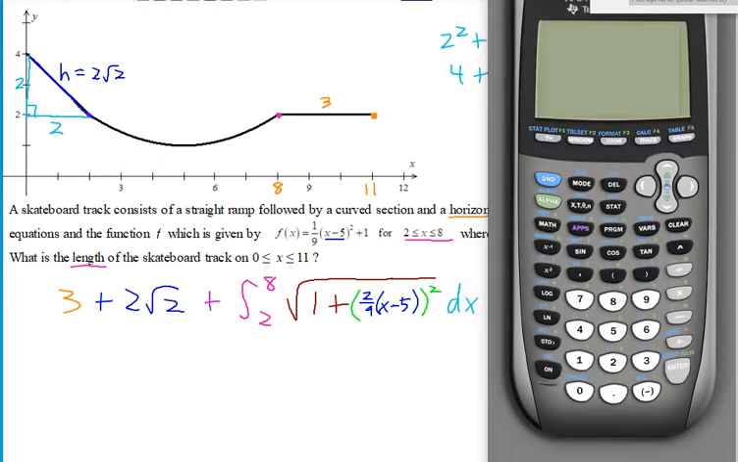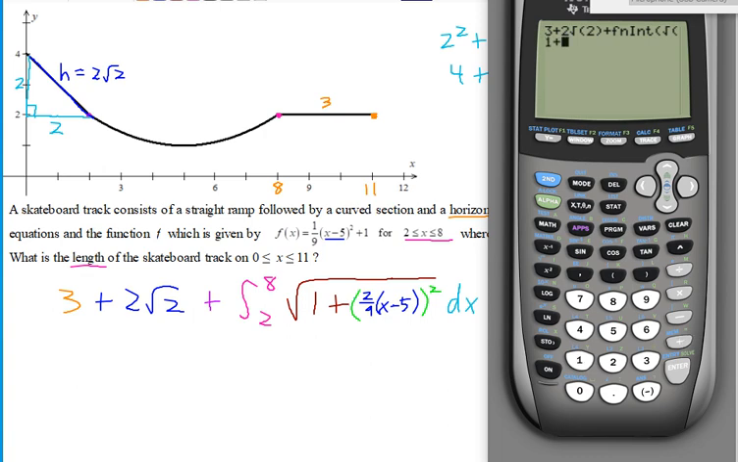So the 84, this is the older one here, would be 3 plus 2, second square root of 2 plus, and then the integral would go math, number 9, function integrate. And then the first we need is the square root. You just got to be careful with your parentheses here. So second square root. And then we've got 1 plus.